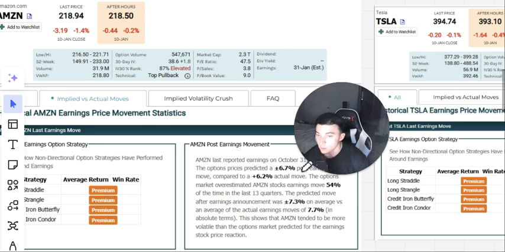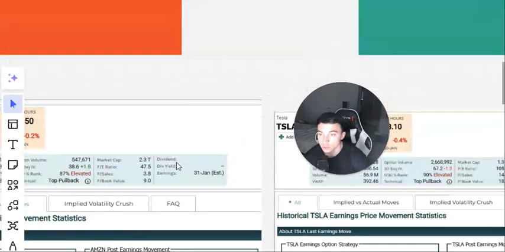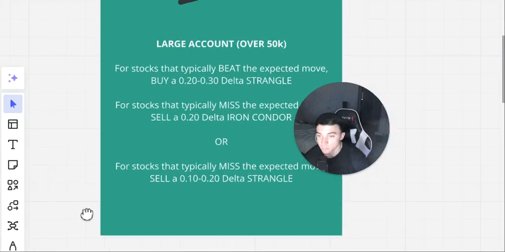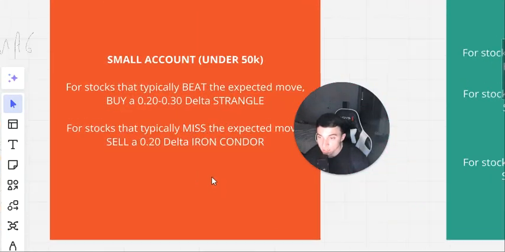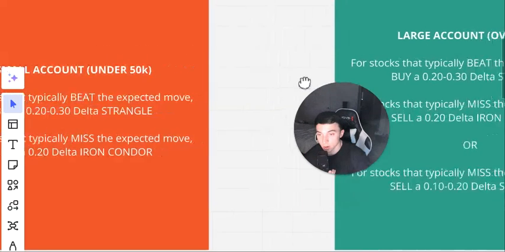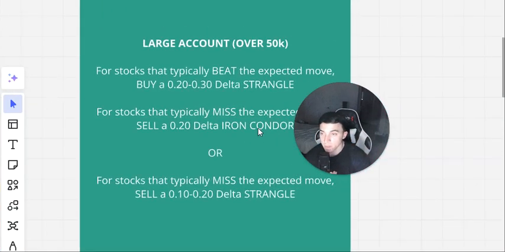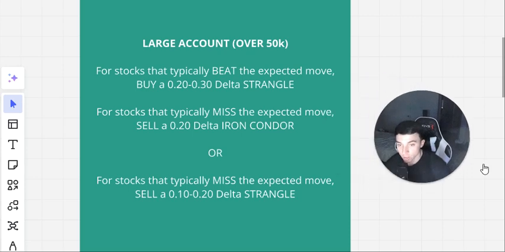Okay, so let me get out of here and we'll go to the large account. And by the way, the reason we're using iron condors in this case is because it is smaller account friendly, right? So for a larger account, we're actually going to employ most of the same principles with one change.